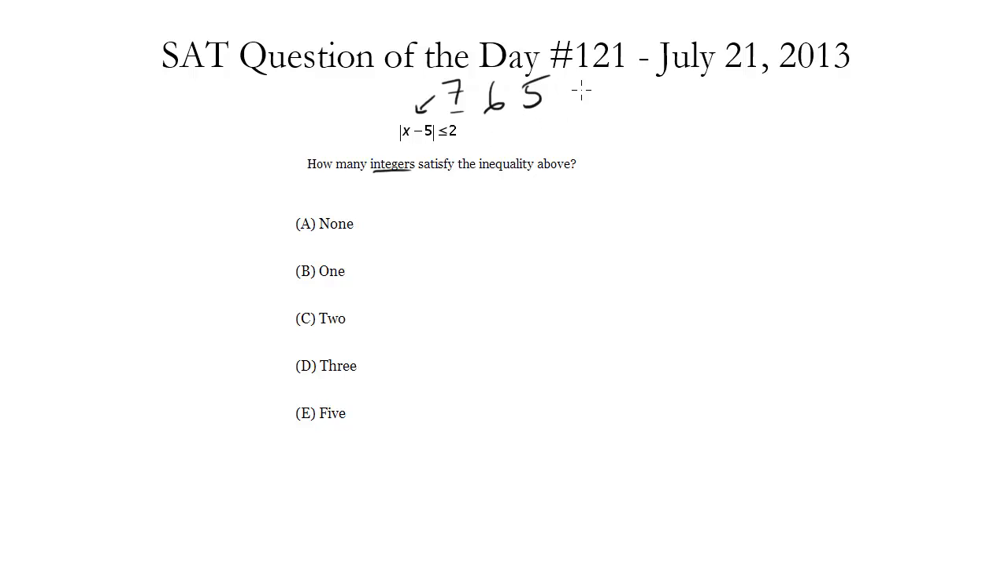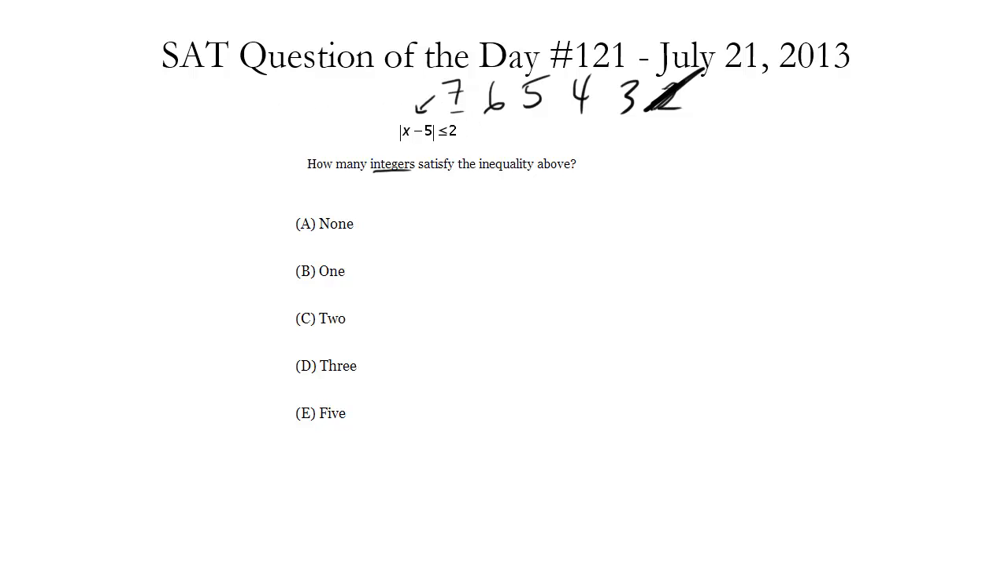5 minus 5 is 0. 0 is less than 2. 4 minus 5 is negative 1, but then we absolute value it, so it's 1, which is, of course, less than 2. And then we put in 3. We do 3 minus 5 is negative 2. Absolute value is positive 2, and 2 is less than or equal to 2. How about 2? 2 minus 5 is negative 3, which becomes positive 3, which is not less than or equal to 2. So basically, this cuts it off right here. Anything below 3 or greater than 7 is not going to work.